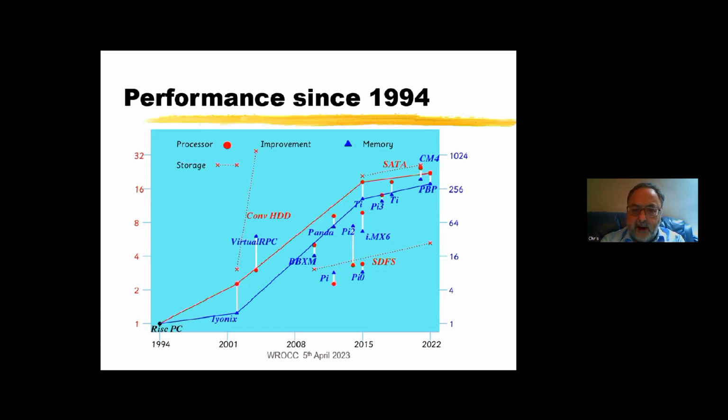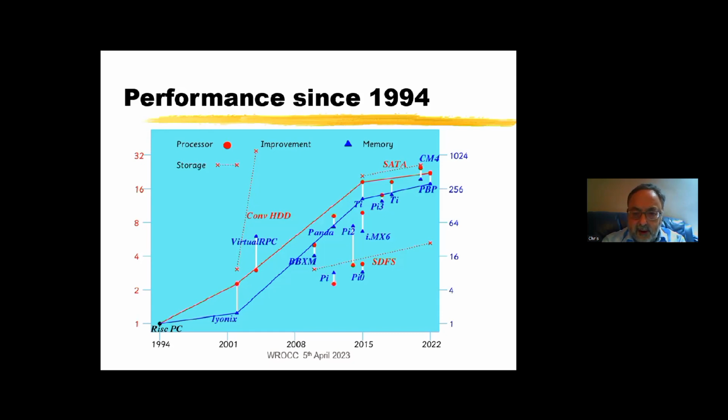It sort of tailed off a bit after the Titanium was produced, but it's a log graph, so it's a bit deceptive, because the move from Titanium to the Compute Module is something approaching a factor of 2 on processor speed and significantly more on memory speed, because that axis is very compressed. So you can see at the right-hand end of the spectrum, the Compute Module 4 and the Pinebook Pro are showing up as the fastest machines at the moment.